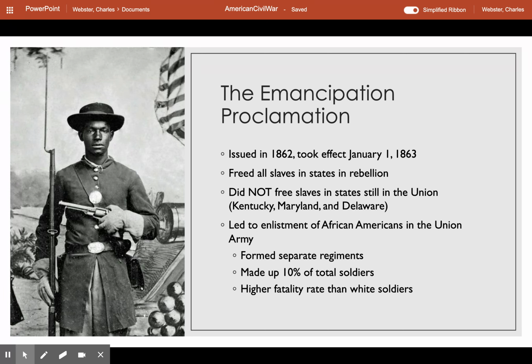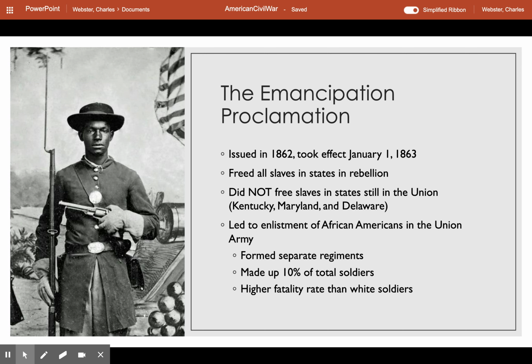Slavery still existed in those states. And one other, and in fact, a more critical thing that it did was it allowed for the enlistment of African Americans in the Union Army. This would mean that hundreds of thousands of African American men would be able to enlist in the Union Army and help turn the tide in their favor. However, they did have to form separate regiments. So they had to fight in their own separate groups, and the officers of these regiments were white.